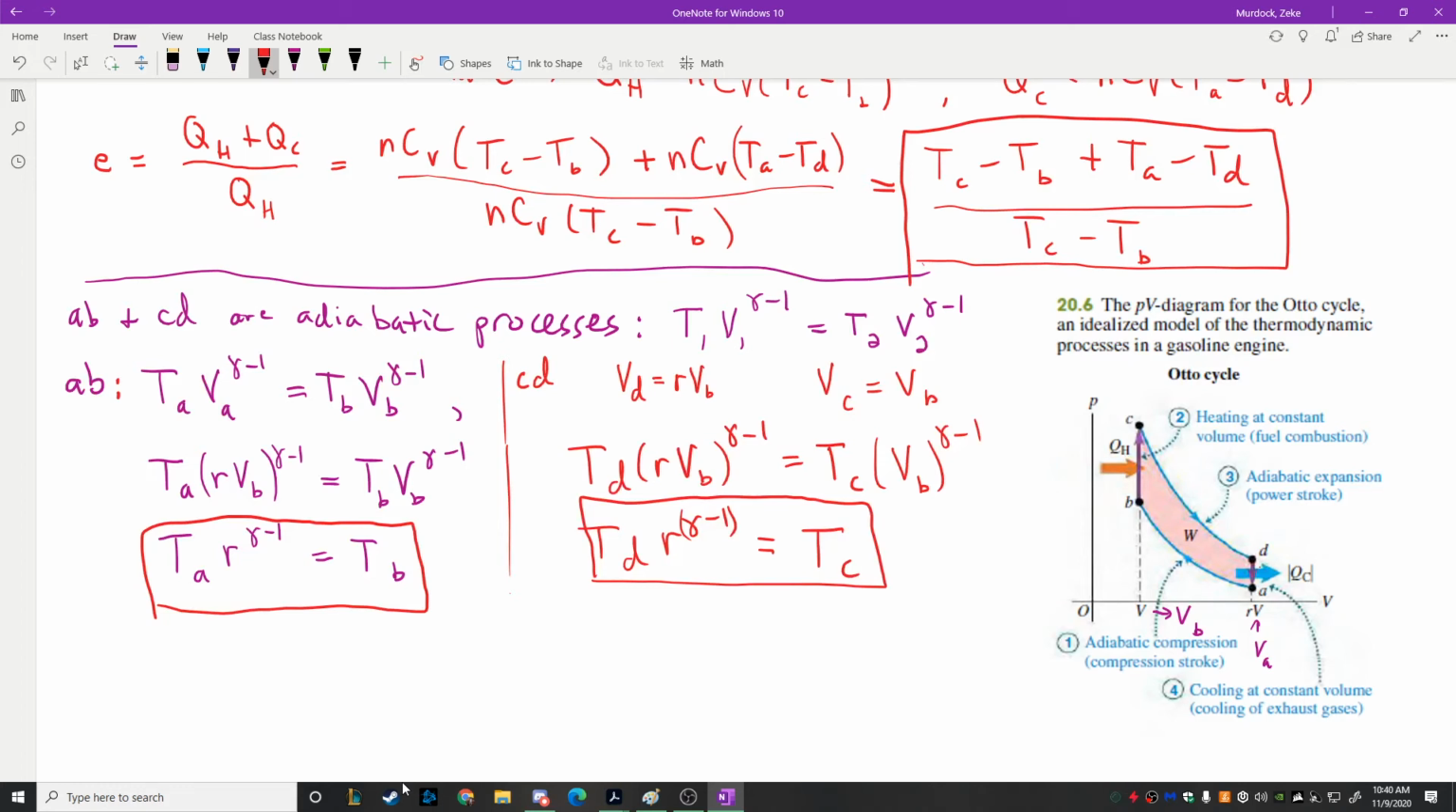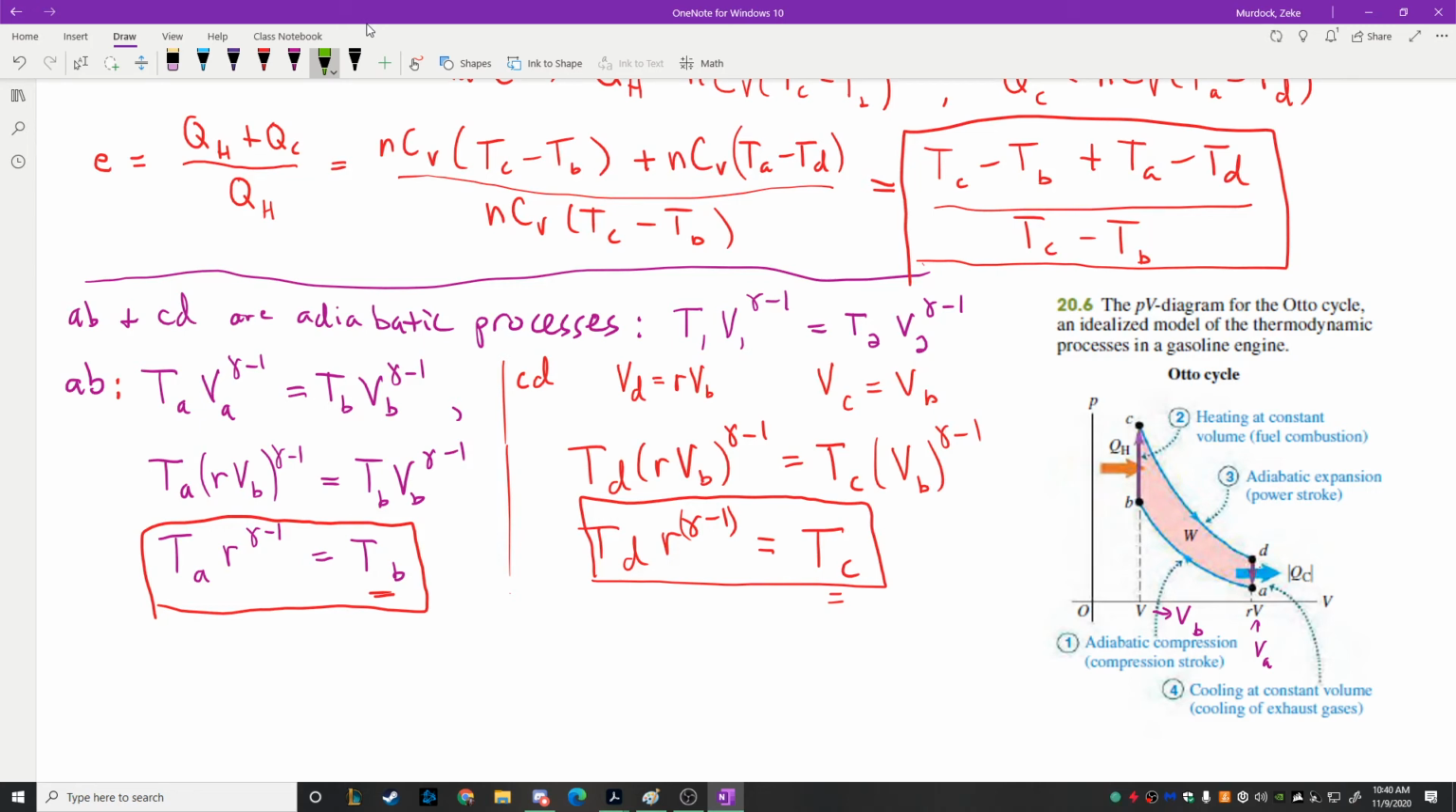Okay. All right, so let's plug these things in. Anywhere we see a TB, we're going to write TA R to the gamma minus 1. And anywhere we see a TC, we're going to write TD R to the gamma minus 1. Let's see if I can do this without scrolling down too much so we can keep everything together.